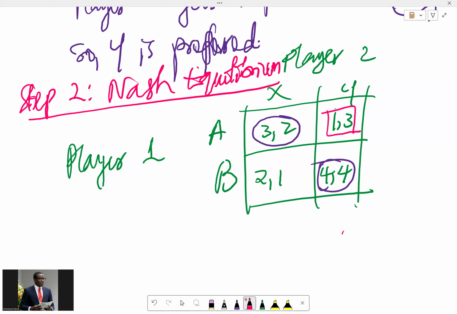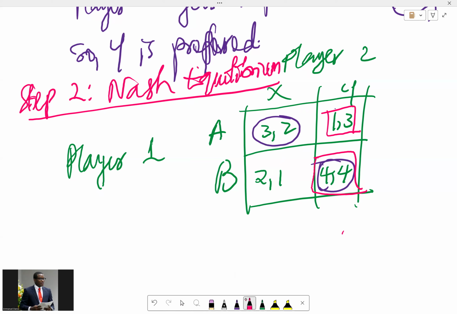Now if player one plays strategy B, the possible payoffs for player two are 1 and 4. But 4 is better, right? So we also box that. So 4 is better, so I box this. Now, I guess I want to make this better.